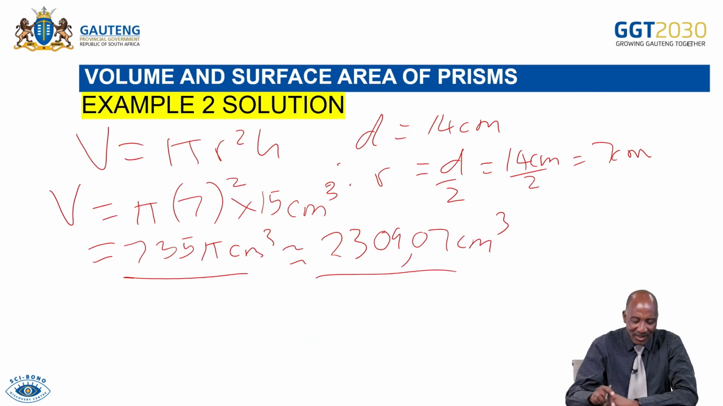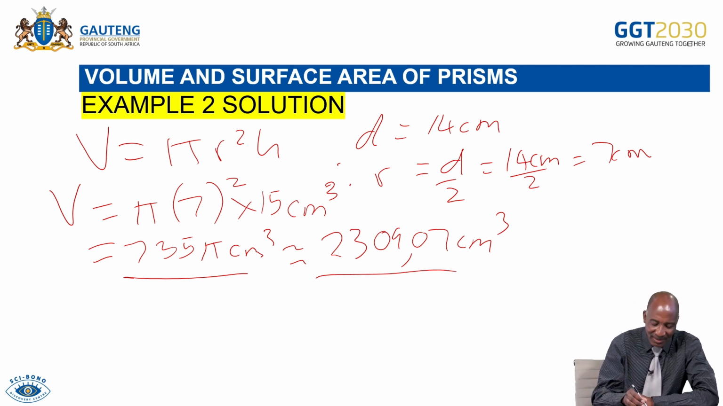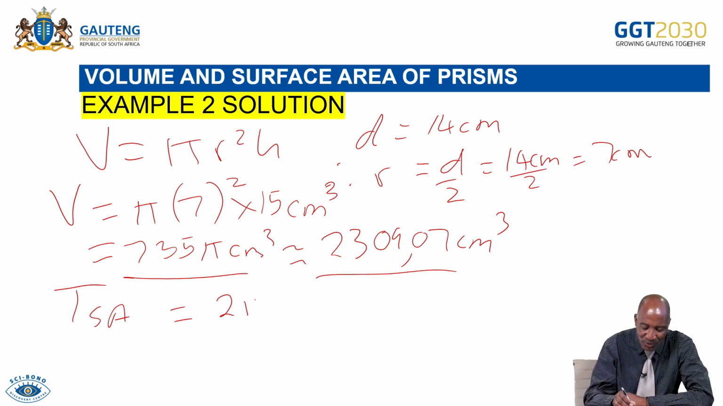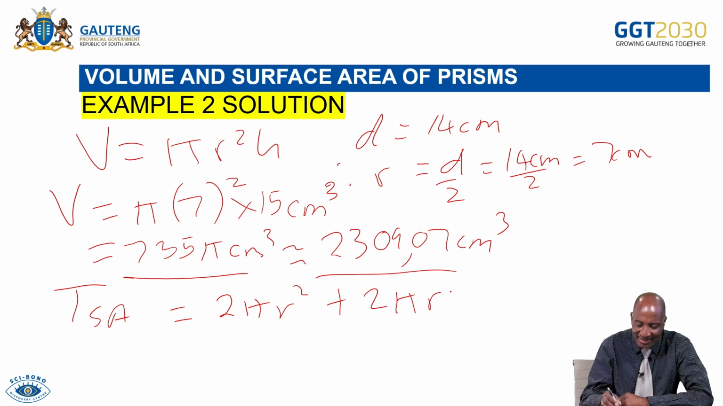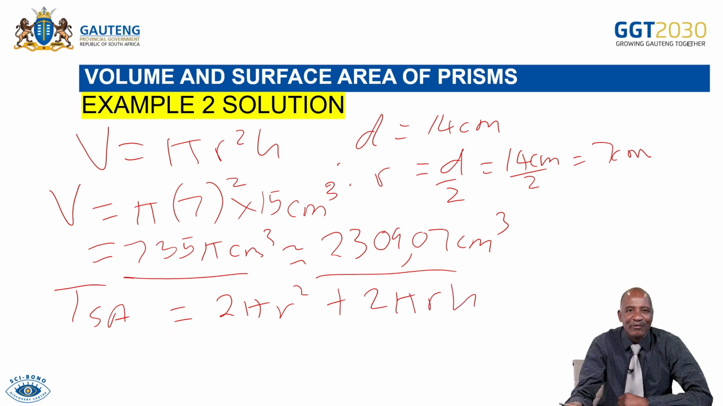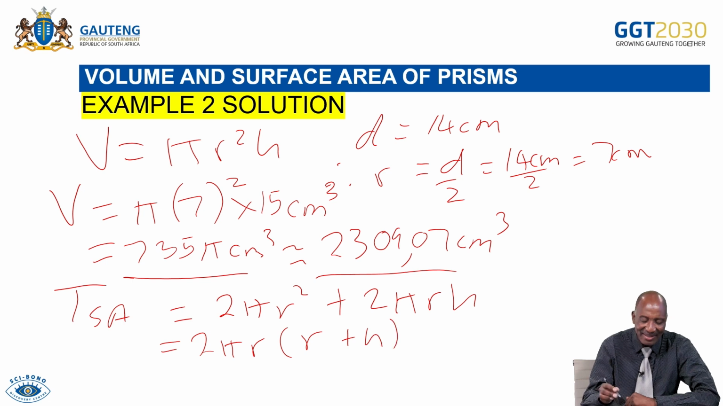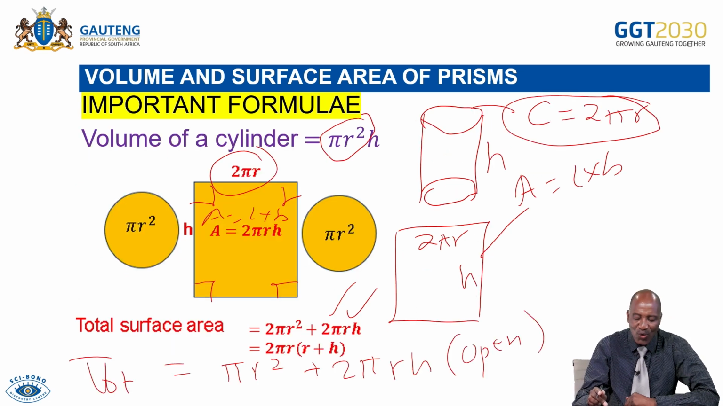Right, let's proceed. Next, we are going to find our total surface area. How do you find the total surface area? We have just said the formula is going to be 2 pi r squared because both rings are there, plus 2 pi r h. That's your total surface area formula. It's 2 rings and the curving part. Then before you substitute, you can factor out your 2 pi r, and you get r plus h remaining in the bracket. It makes it easy to do your calculations.